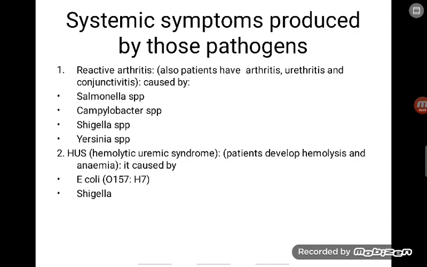In addition to that, some of the diarrheal illnesses are associated with systemic symptoms produced by those pathogens. Systemic symptoms include reactive arthritis. Also, patients have arthritis, urethritis, and conjunctivitis. Usually, these are caused by Salmonella species, Campylobacter species, Shigella species, and Yersinia. Also, hemolytic uremic syndrome, when the patient develops hemolysis and anemia, which is a critical case, usually caused by E. coli O157:H7 or Shigella toxin. Both of them may have Shigella toxin.